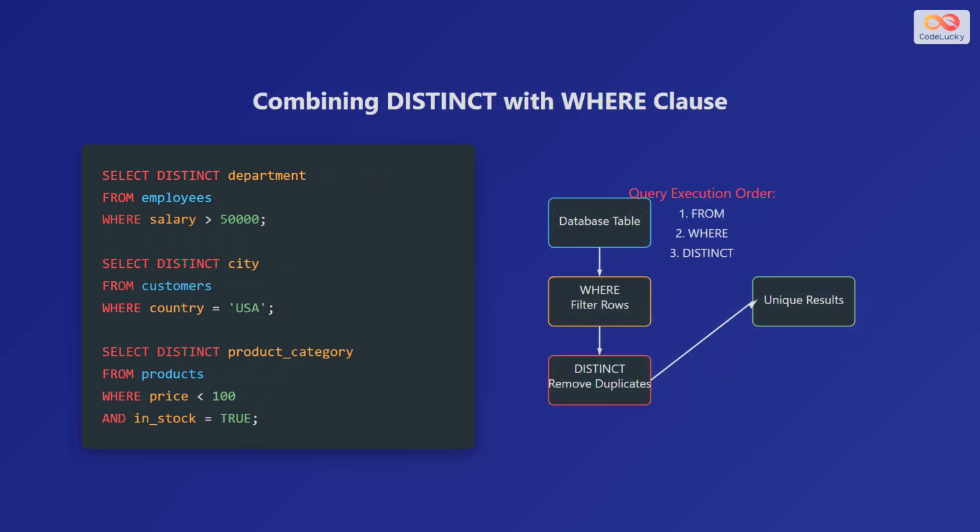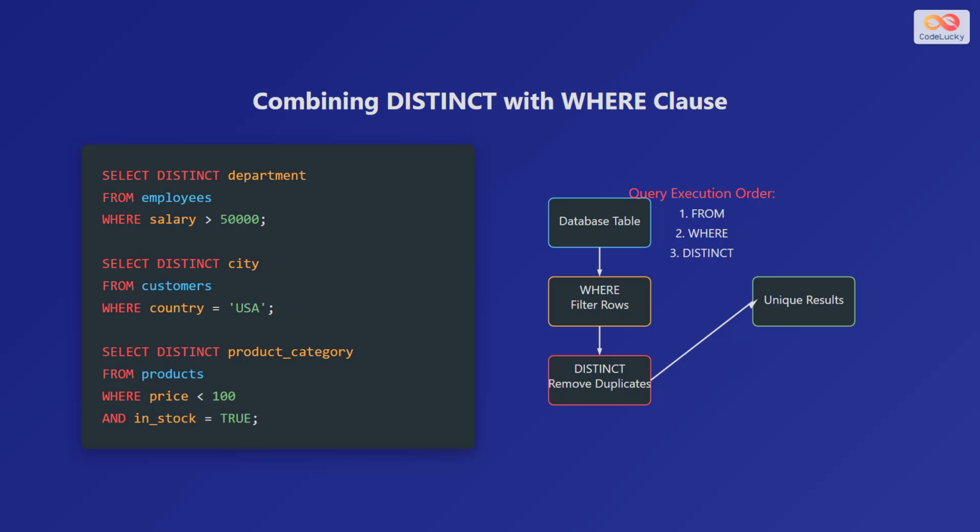You can combine distinct with a where clause to filter data before removing duplicates. Here are some examples. Select distinct department from employees where salary greater than 50,000. Select distinct city from customers where country equals USA. And select distinct product_category from products where price less than 100 and in_stock equals true.